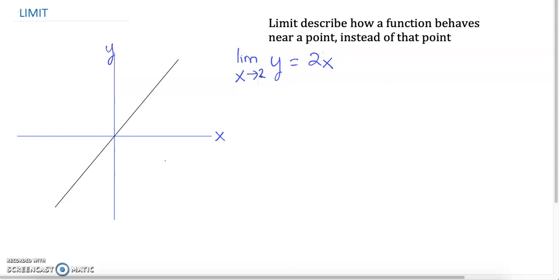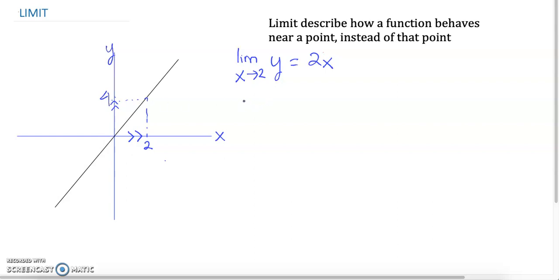To do this, we take the approach first from left to right. So what we are doing is we are trying to look, if we move from left to right, what does this limit of y approaching 2 result in? It turns out that y also approaches 4.